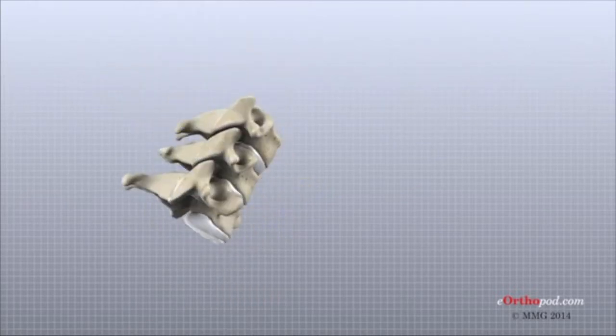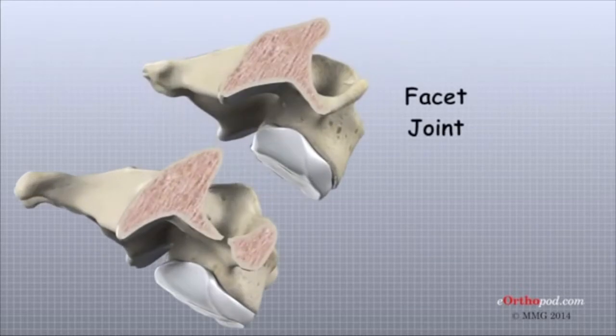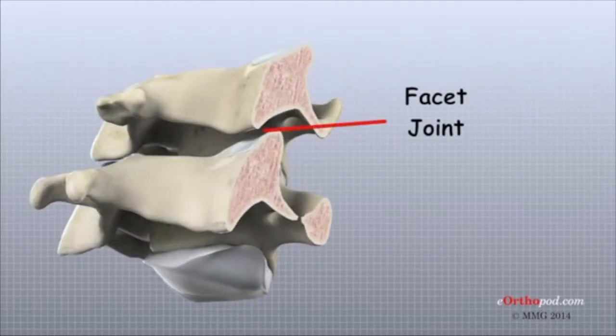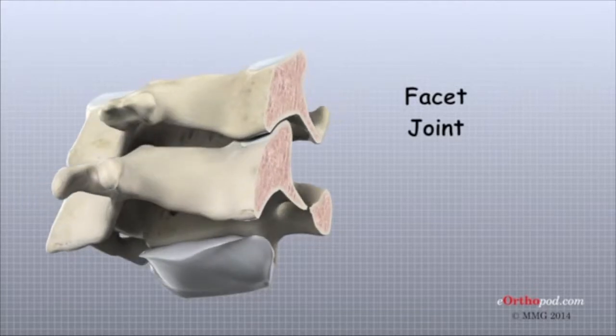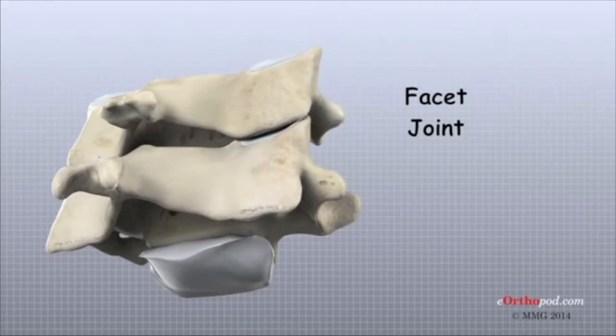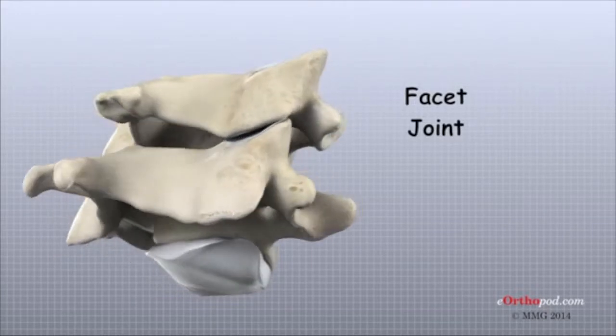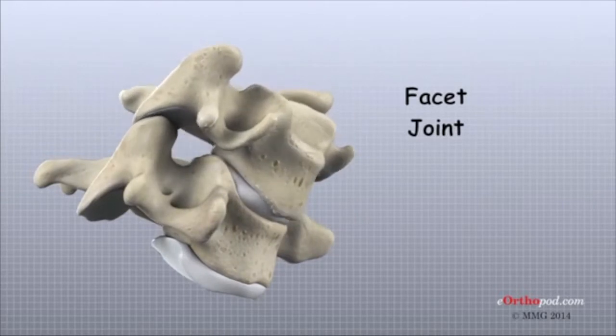Between each pair of vertebrae are two joints called facet joints. The surface of the facet joint is covered by articular cartilage. Articular cartilage is a smooth, rubbery material that covers the ends of most joints. It allows the ends of the bones to move against each other smoothly with minimal friction. These joints connect the vertebrae together and slide against one another to allow the neck to move in many directions.